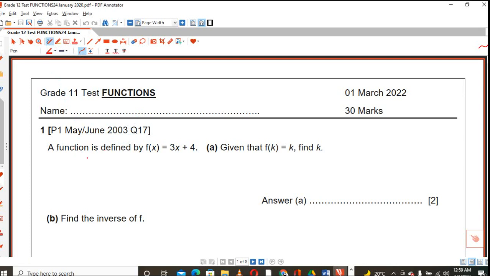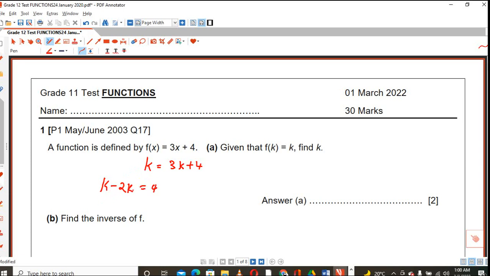So the first one says a function is defined by f of x, which equals 3x plus 4. Given that f of k is equal to k, that means k equals 3k plus 4. So everywhere where you have the x, you just replace it with that k. Then you solve this particular equation in order to find the value of k.